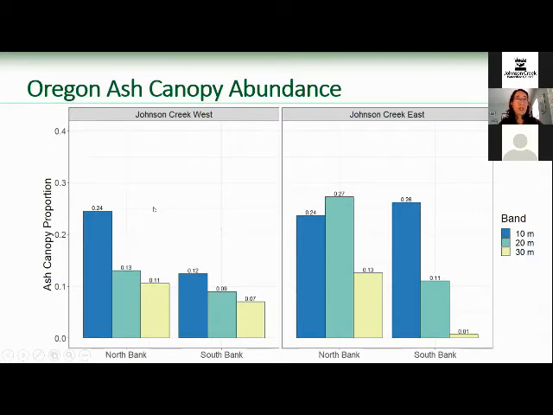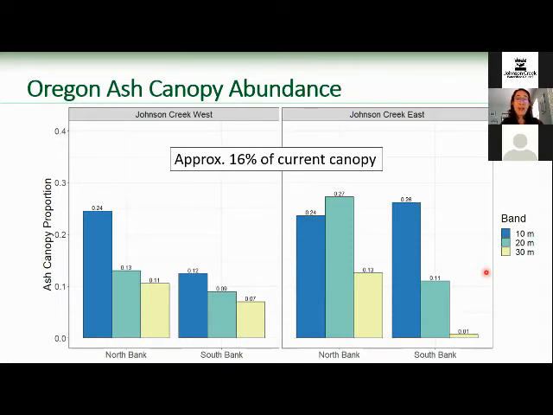What you can see when you look at the breakout, which is interesting, is that we typically have a greater abundance of Oregon ash closer to the stream channel than as we move further away. And generally the proportion of the riparian canopy in the east, as we go towards Gresham and further east, tends to have a greater abundance of Oregon ash compared to what we see towards the west. Overall, when you look at the whole watershed, that shakes out to about 16%. So about 16% of our current existing riparian canopy is composed of Oregon ash trees.